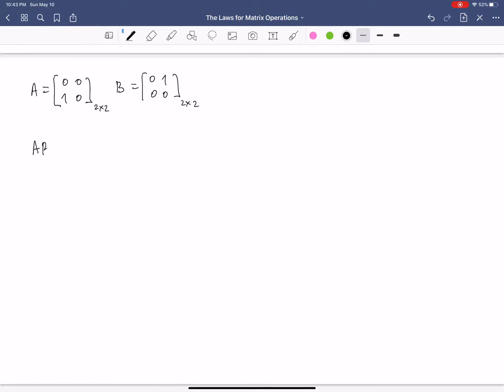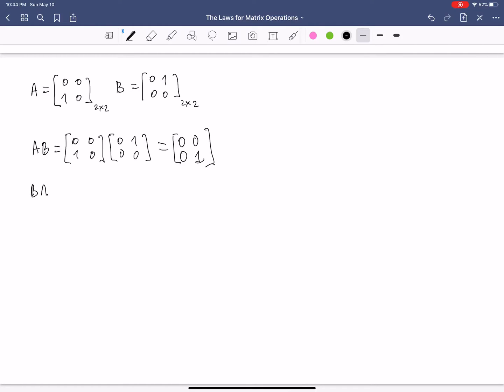Let's see what A times B is. So this is 0, 1, 0, 0, multiplied by 0, 0, 1, 0. You can carry out the multiplication however you like. I'm going to do dot products. So I'll use this vector times this vector. That gives me a 0 here. Then I will compute this row times this column. The dot product is 0 times 1 plus 0 times 0, so that's another 0. Then this row by this column vector. Well, you have 1, 0 times 0, 0, so that gives you a 0. And finally, this row multiplied by this column, so that's 1 times 1 plus 0 times 0, that's simply 1. So we got that matrix.